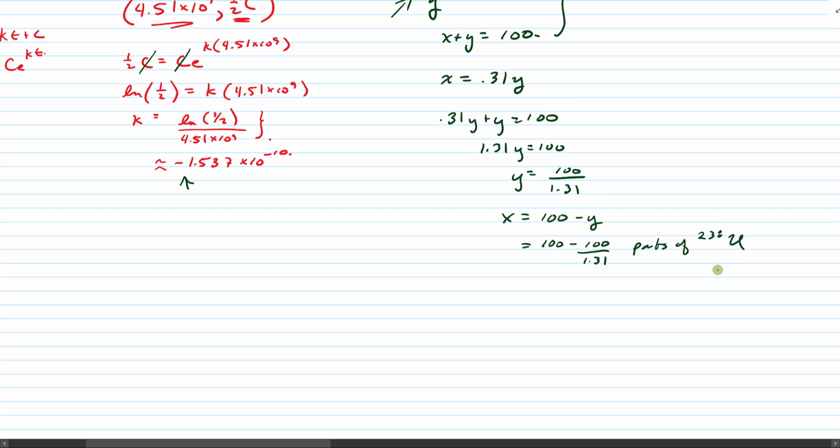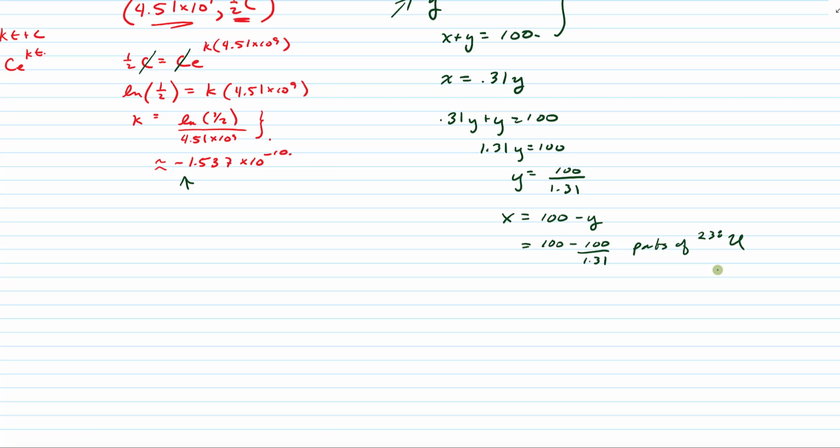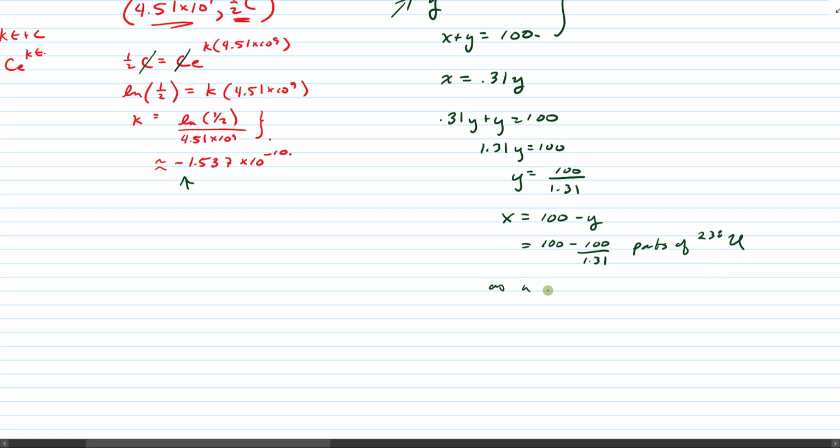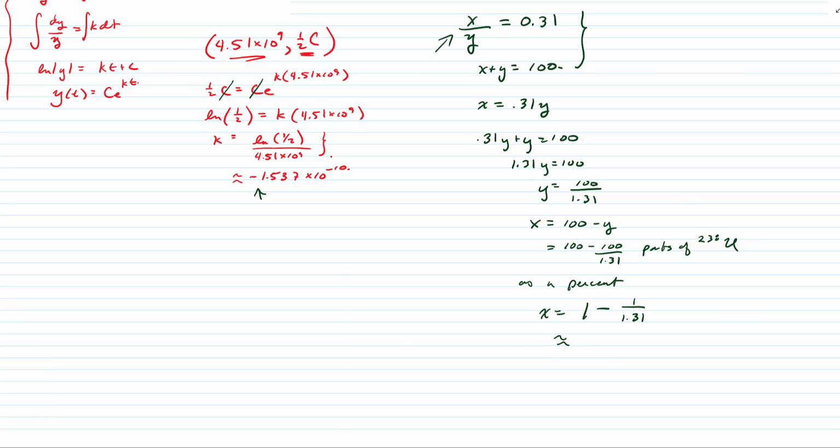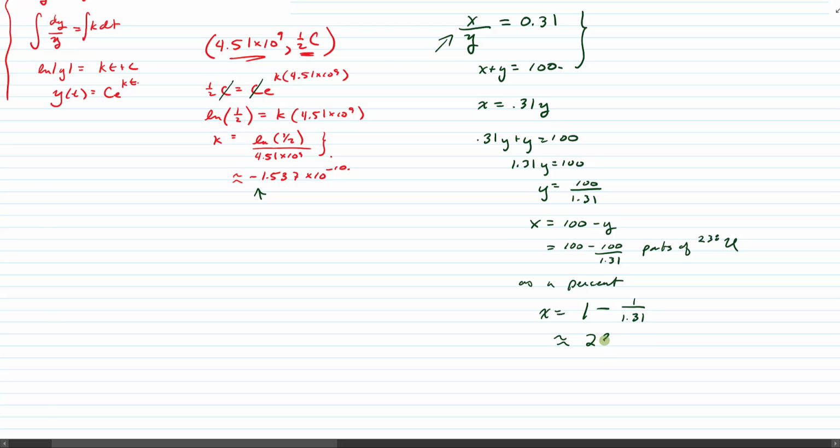Okay, so the last thing is this is parts out of a whole, but what I really want to do is represent it as a percent. So as a percent, I'm going to divide everything by 100, so I get that X is equal to 1 minus 1 over 1.31. And so that's the quantity that I still have remaining. By the way, that's approximately 23.66% of the original amount of U-238 is still present.